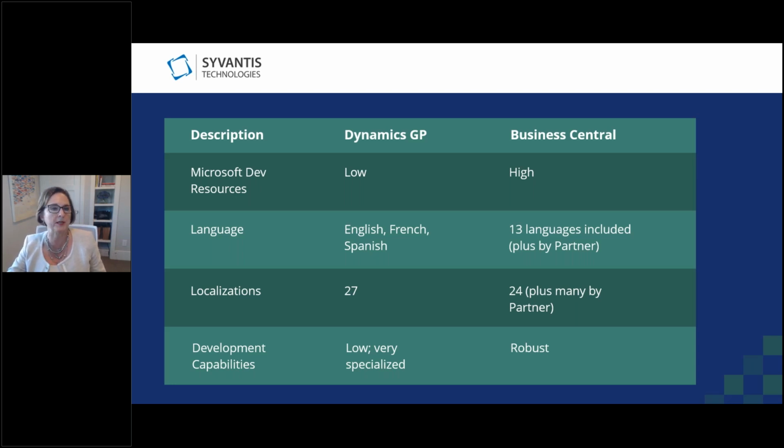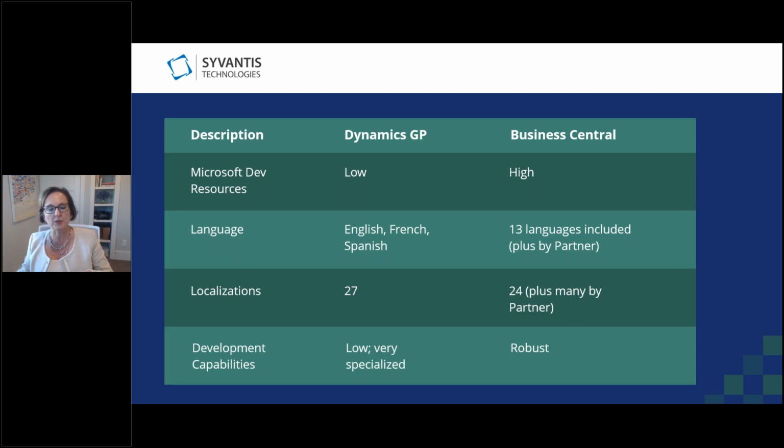One big difference between Dynamics GP and Business Central is that Business Central was originally developed in Europe and has a very strong worldwide presence. This means that there are many more languages and localizations available for Business Central than for GP.